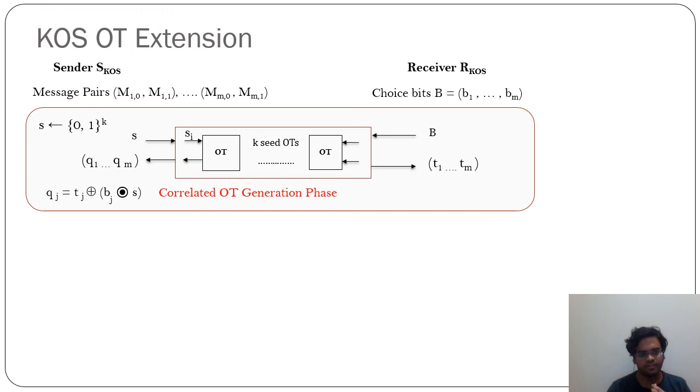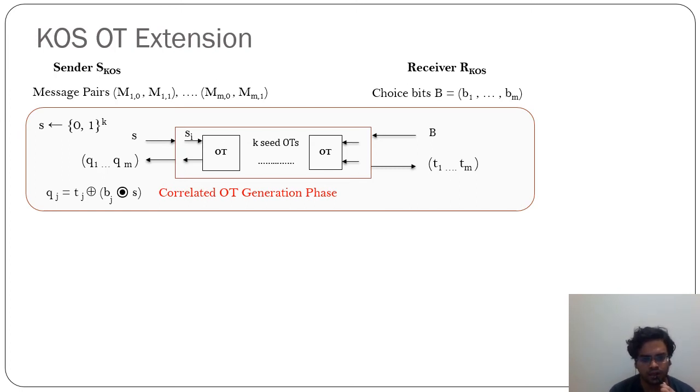First I will discuss the KOS OT extension protocol. In the KOS OT extension protocol, there's a sender and a receiver. The sender has m pairs of messages and the receiver has m choice bits. Now the sender samples a random k-bit vector S, and they run the k seed OTs, where the sender of the KOS behaves as the receiver of the seed OTs.